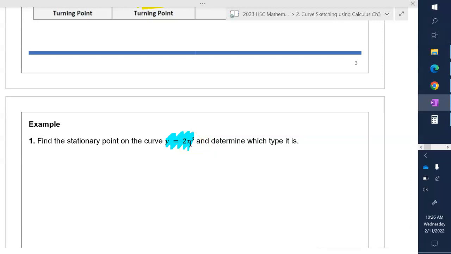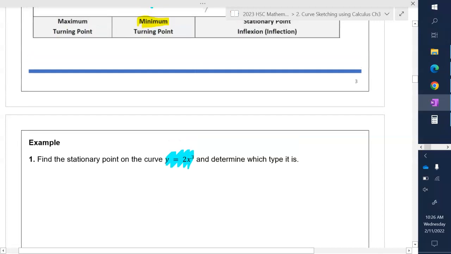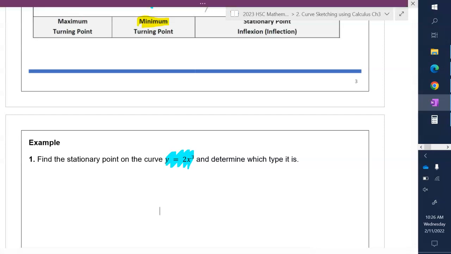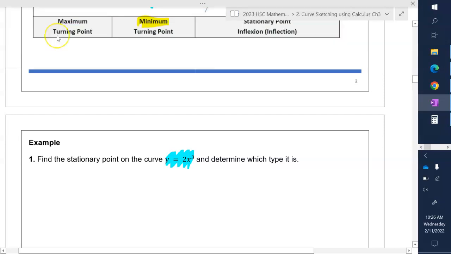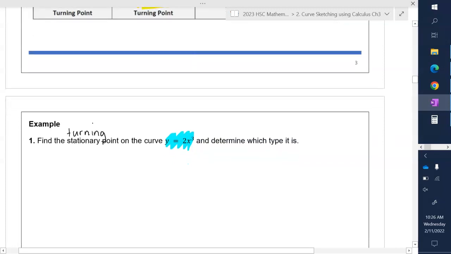But not always with all your cubics. Some of your cubics may be a little bit sideways, so you do get maximum minimums. So don't always assume that. Okay, so stationary points or turning points. Remember, they're the same thing. They have a maximum and a minimum. You might call them minimum turning points or maximum turning points.